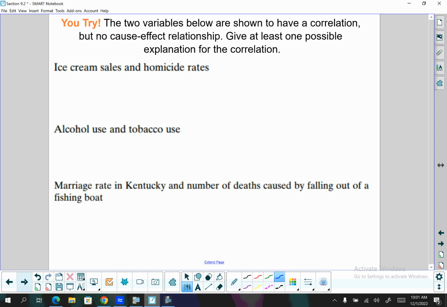Do we have ideas for each? Okay, what could cause a correlation between ice cream sales and homicide rates? I would love to hear actually what you think, and then I'll tell you what I think. I feel like mine's going to be a whole lot more boring than yours. What do we think, Lauren?